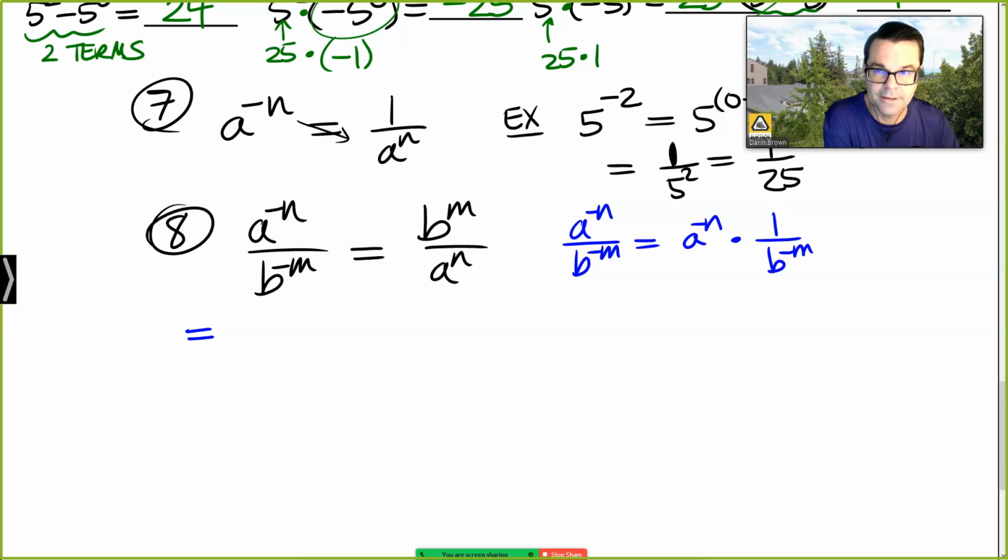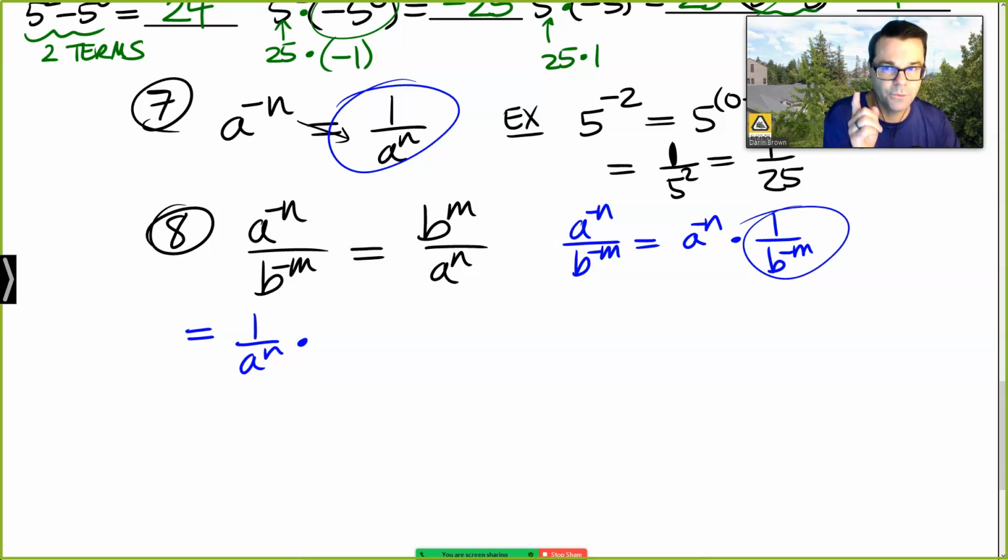But 1 over a to the n, we just saw, is a to the minus n, from number 7. So we're going to use number 7 twice. The 1 over b to the minus m, we can go the other direction, and say that this is now b to the minus m. So I'm using the 7th rule twice, but in different directions.